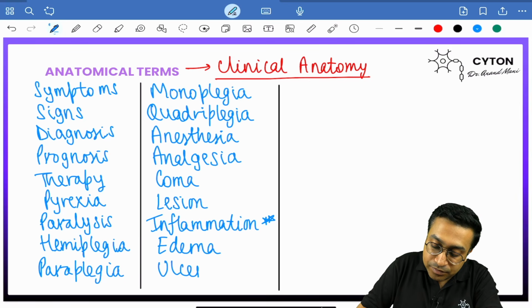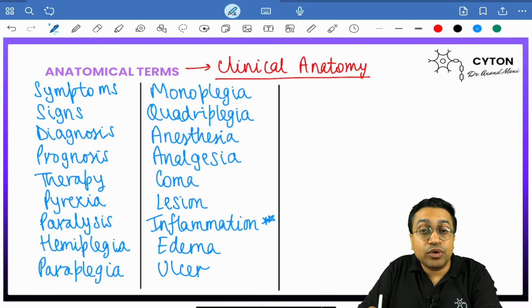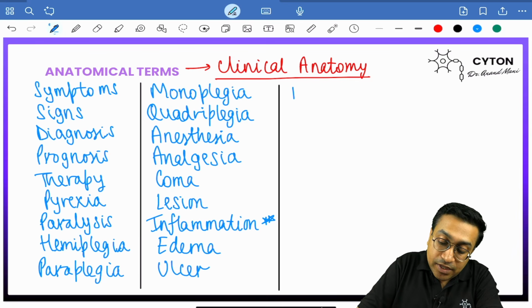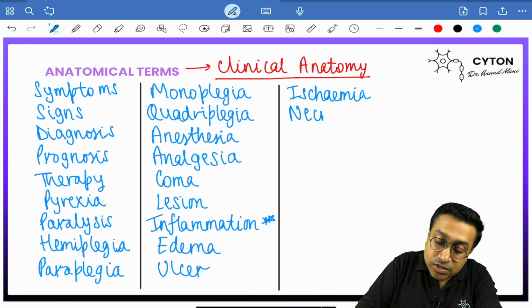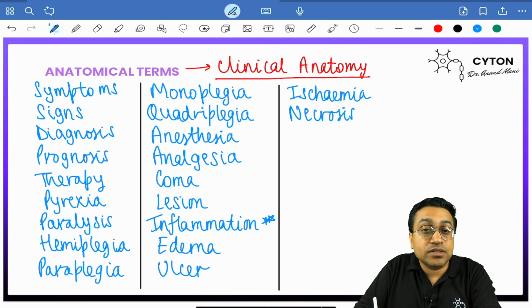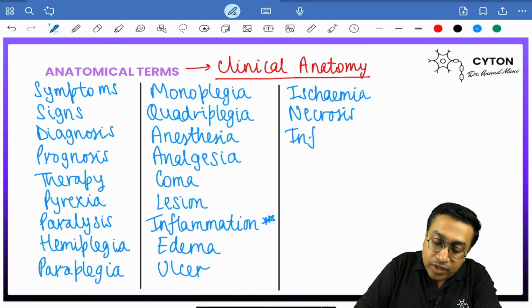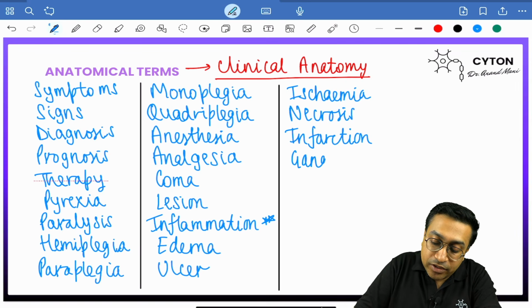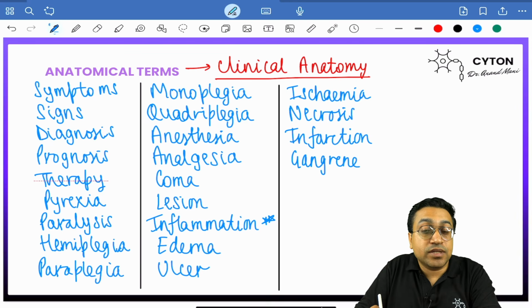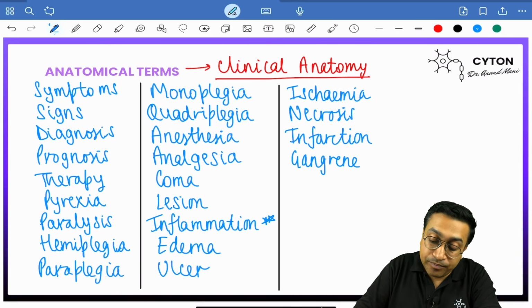Ulcer, that is discontinuity in the skin or the mucous membrane. Ischemia is reduced blood supply to the body part. Necrosis, that is death of the tissue due to irreversible damage to it. Infarction, that is death of the tissue due to the loss of blood supply. Gangrene, that is necrosis with putrefaction by bacteria.